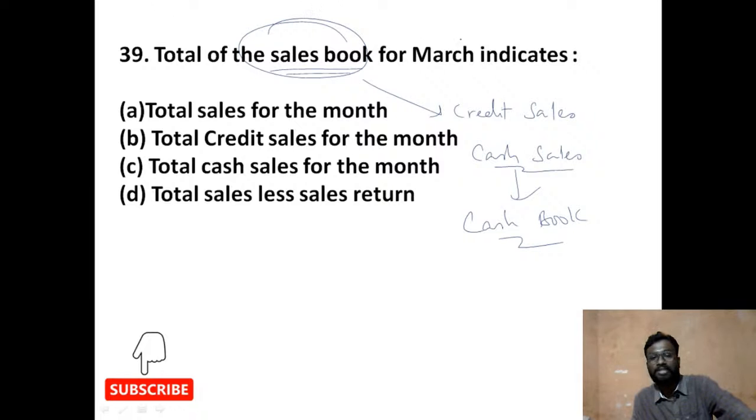So the total of the sales book for March indicates the total credit sales for the month, since the sales book deals with credit sales only. Okay. Right. Option B, good.